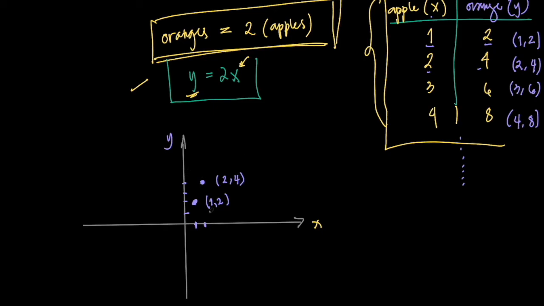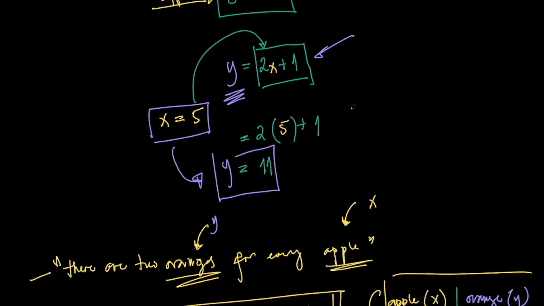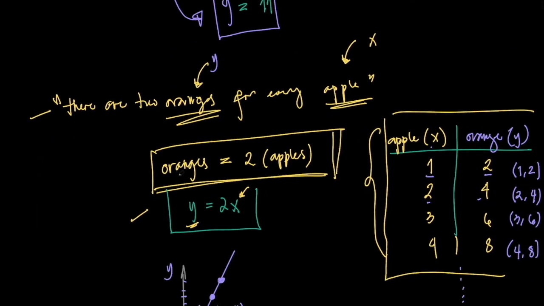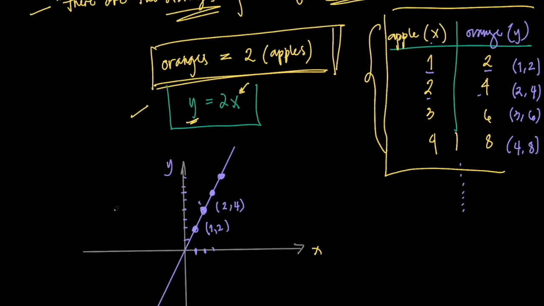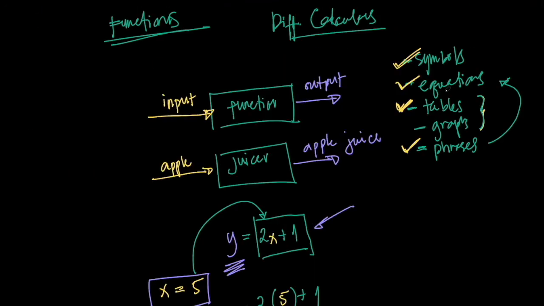Our third point is (3, 6). This is our third point, and our fourth point would probably be here. If we plot this, it would roughly look like this. Let's just fix this. Okay. So now, from phrases, we had converted it into an equation form, through tabular form, and now through graphs. So we now also have graphs.